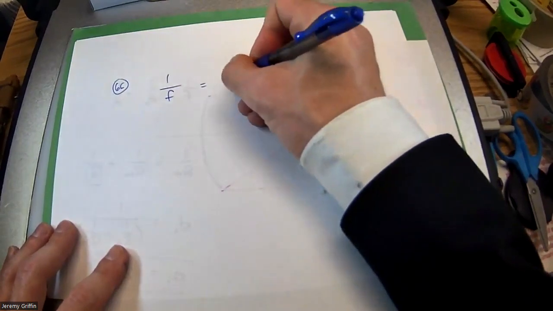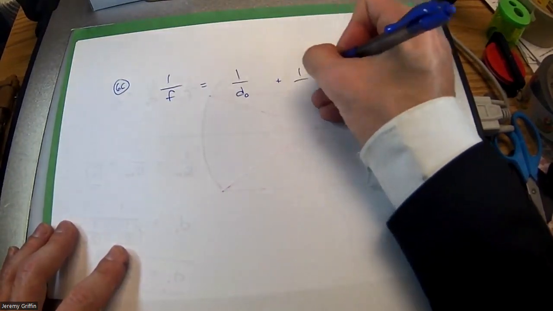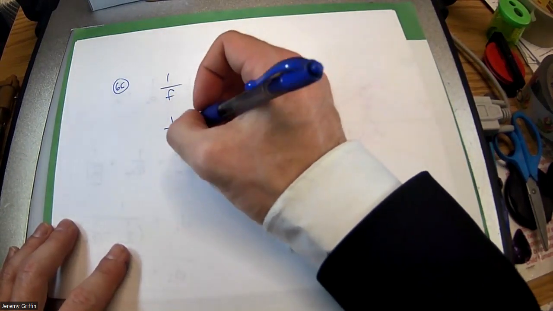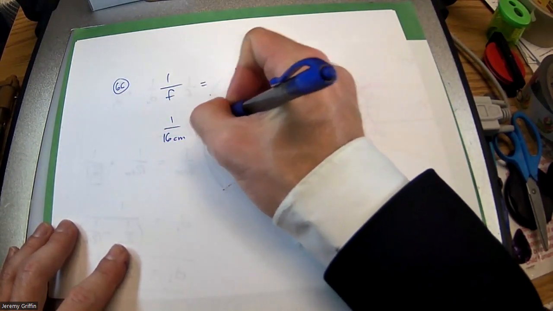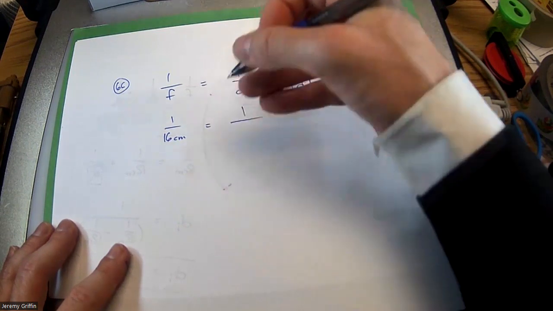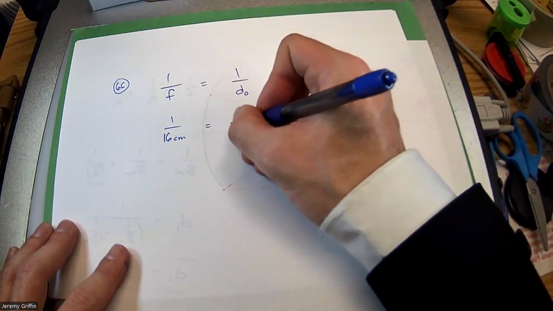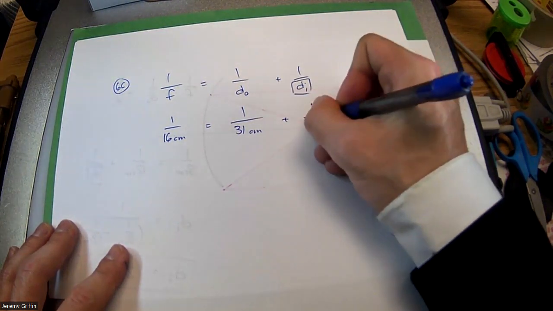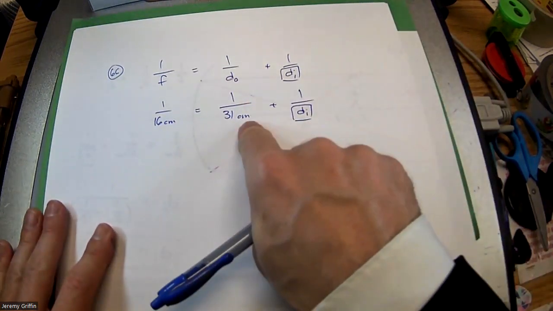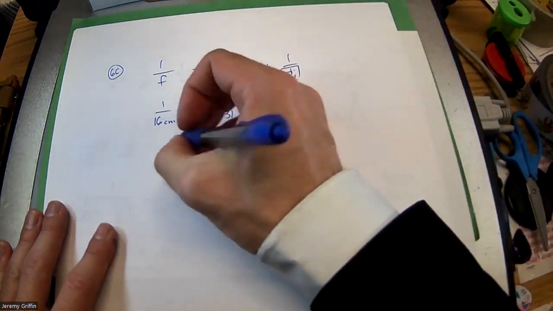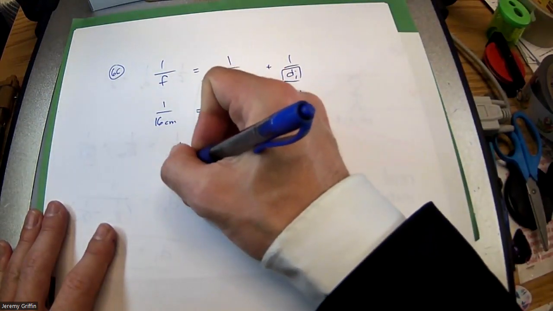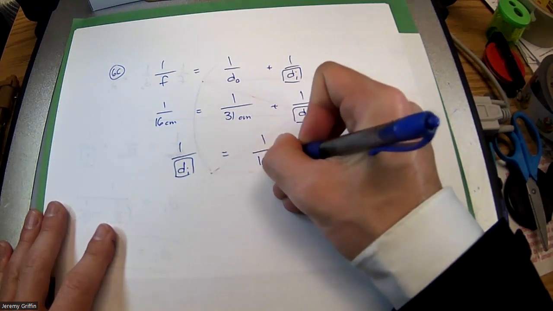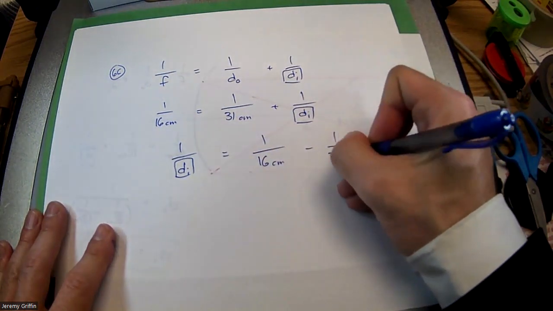1 over focal length equals 1 over distance object plus 1 over distance image. They gave us a focal length of 16 centimeters. And the object is almost twice as far out, but not quite. So where should the image be? Well, I'll subtract over 1 over 31 centimeters, then take the reciprocal, so I'm throwing in an extra algebra step. 1 over 16 centimeters minus 1 over 31 centimeters.